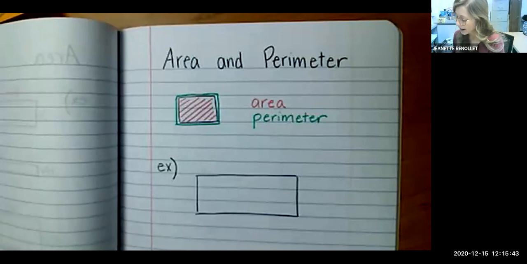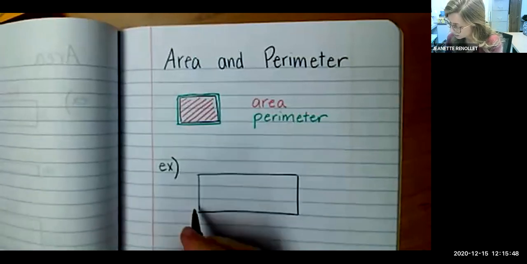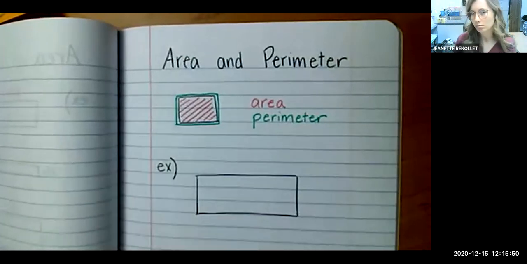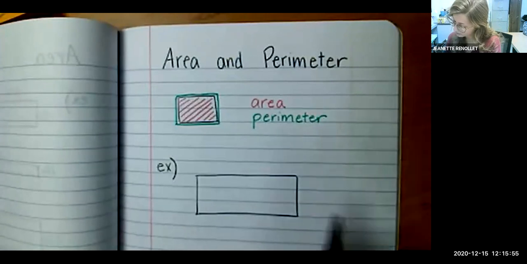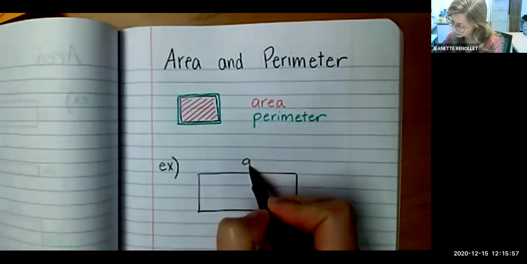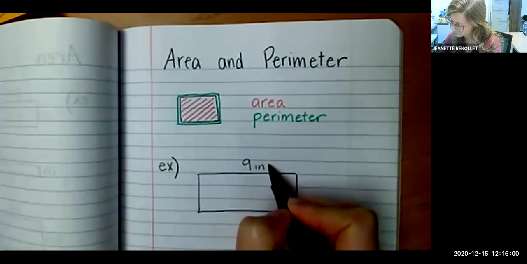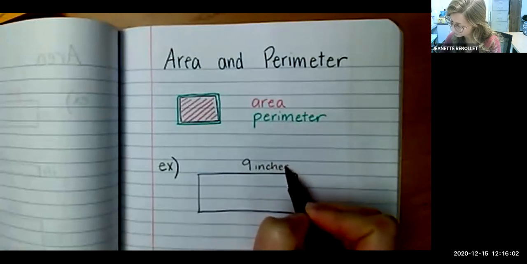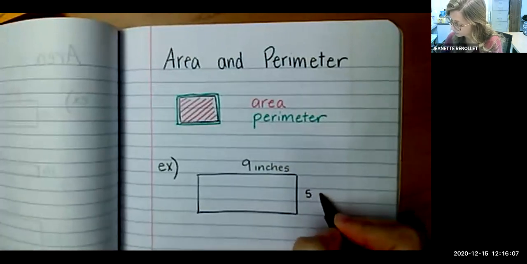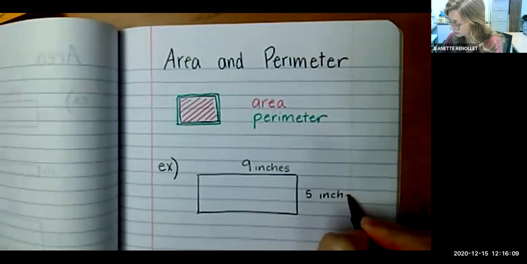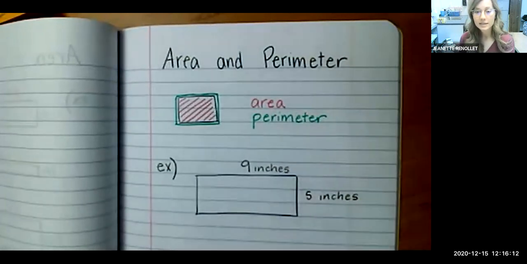Good question. Let's pretend this is a picture frame that I want to hang in my house, and I need to know the area and perimeter. So let's pretend that my picture frame is 9 inches long and 5 inches wide. Please label your length and your width, just like I have done.